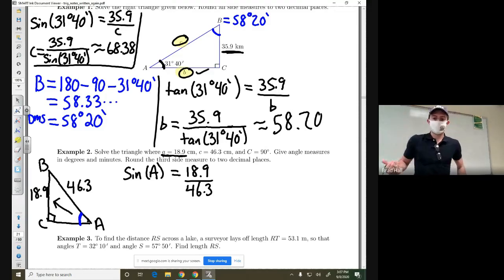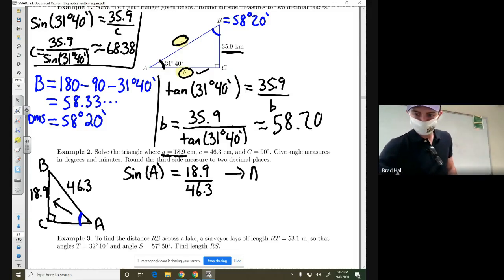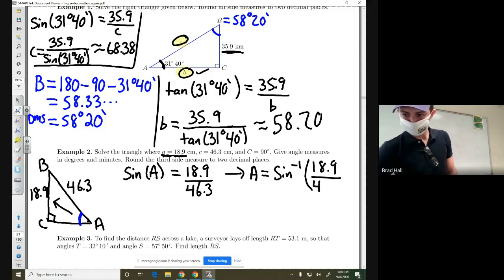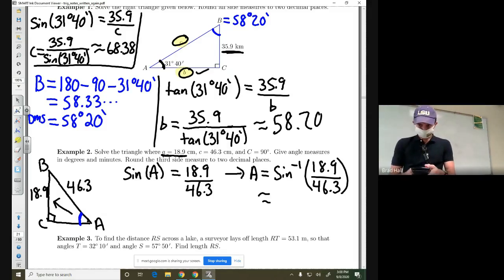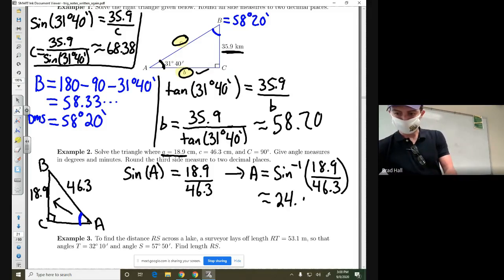But how do we solve for A? The sine's in the way. Oh, wait a minute. We learned how to do this in the calculator. We can move the sine over. So that's when we can do sine inverse of that opposite over hypotenuse thing. And I get 24.09.